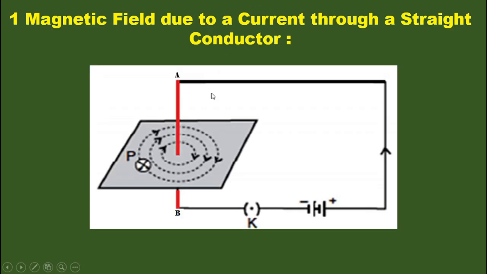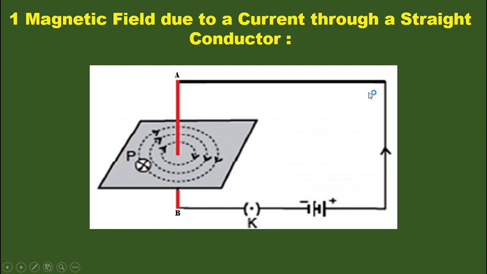Look here, AB is a straight conductor and one end of the conductor is connected to the positive terminal of the battery, and the negative terminal of the battery is connected to a key, and the other end of the key is connected to B. A square shaped cardboard is fixed in the middle of the straight conductor, and some iron filings are spread on the cardboard, and then close the key.